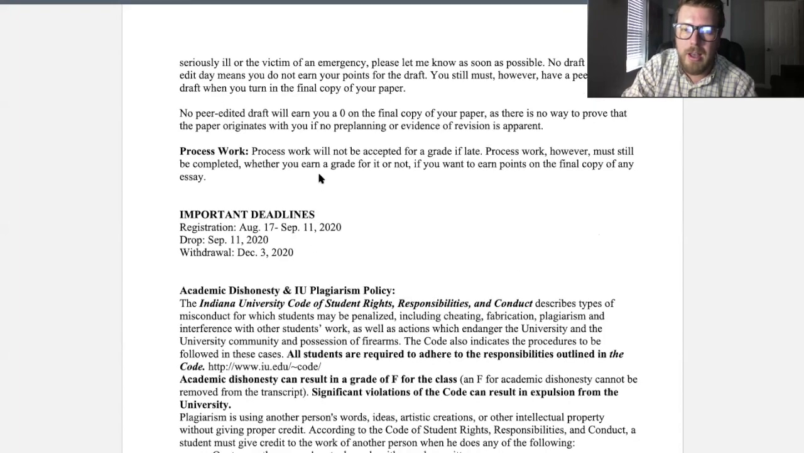Process work will not be accepted for a grade if late. Now, it's worth noting that process work means like homework, day-to-day work, that kind of thing, okay?